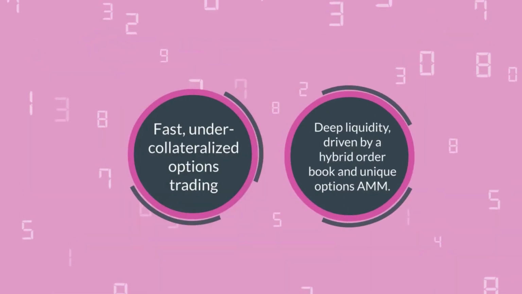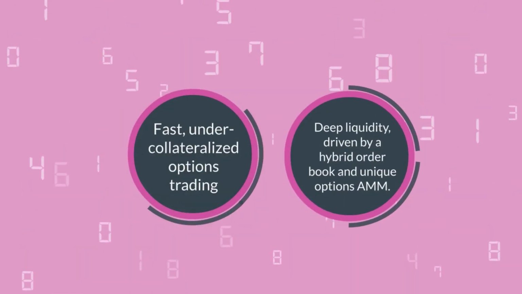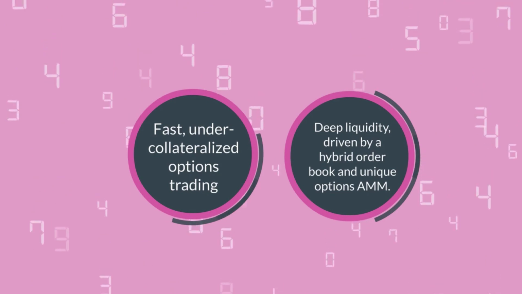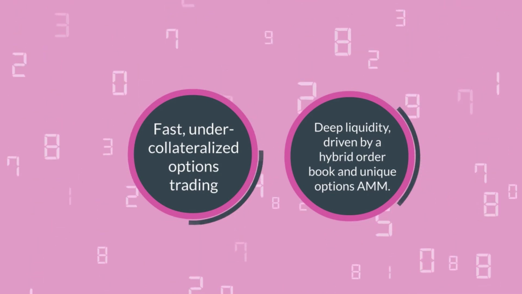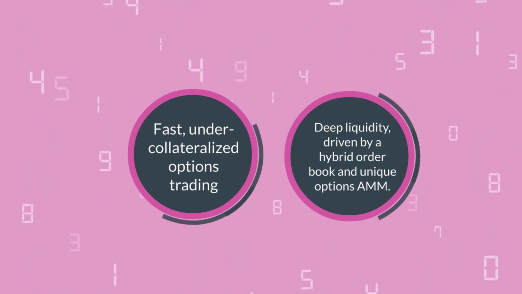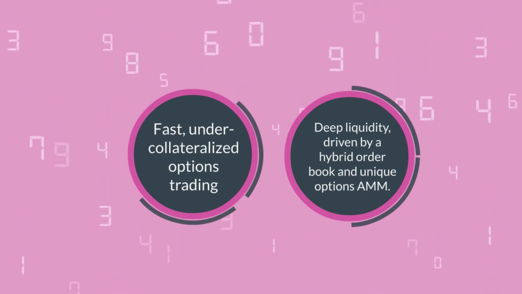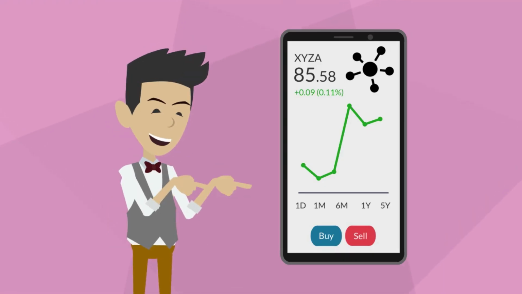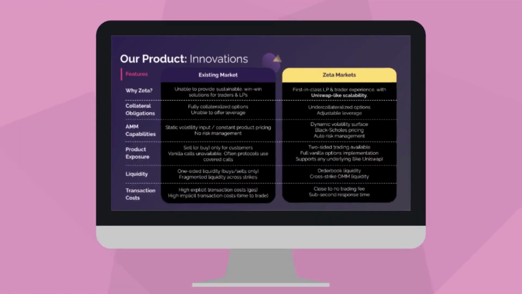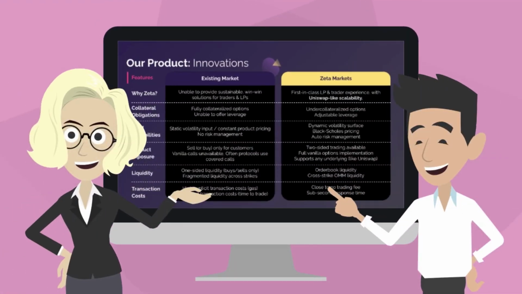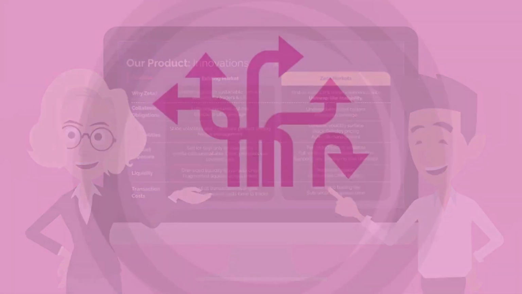ZETA is the first DeFi options protocol that pairs 1. Fast under-collateralized options trading with 2. Deep liquidity, driven by a hybrid order book and unique options AMM. The protocol will enable the trading of options on a liquid non-custodial market with all the latency benefits of a centralized exchange. ZETA achieves this through the following core innovations.